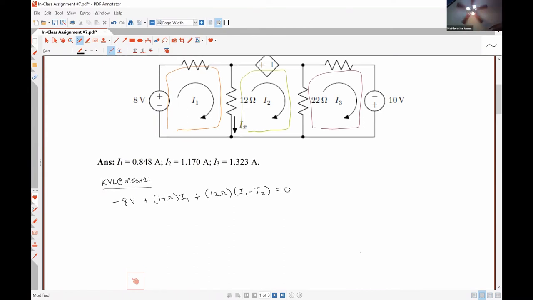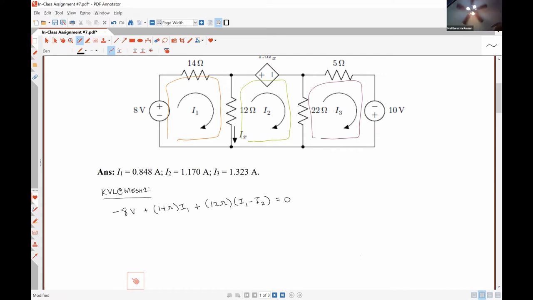Any questions about our mesh one equation? All right, nobody's saying much of anything. So KVL at mesh two. I'm going to leave this one to you guys. Starting at the bottom left-hand corner and working your way clockwise around the loop, what are we going to have?